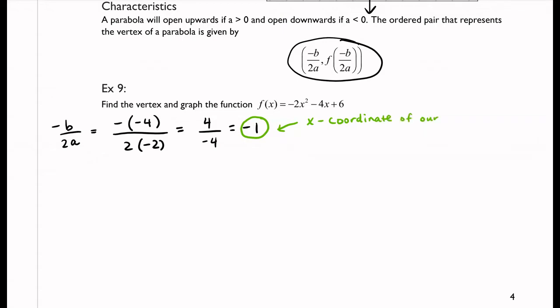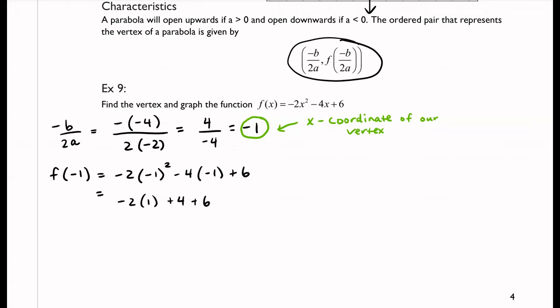Now, if you're still unsure of what this number represents, this is the x-coordinate of our vertex. So since we have the x-coordinate, we can use that to figure out the y-coordinate of our vertex. We're just going to take negative 1 and plug that into our function. So we get negative 2 times negative 1 squared minus 4 times negative 1 plus 6. And let's go ahead and simplify that. So we get negative 2 times 1 plus 4 plus 6, and that simplifies to 8.